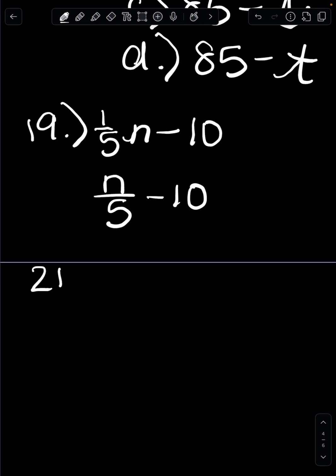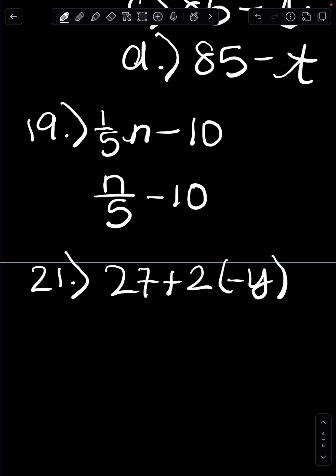Number 21. The sum of 27 and twice the opposite of y. So sum means you're going to be adding something. We are adding 27 and twice the opposite of y. So 2 times the opposite of y is negative 2y. The best way to write this would be 27 minus 2y.